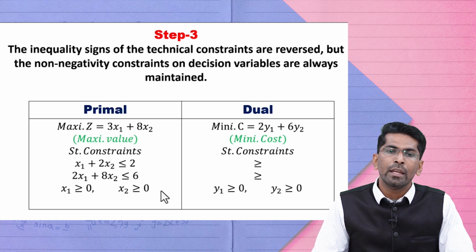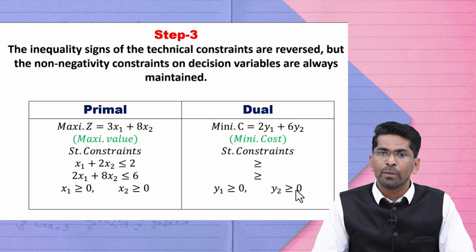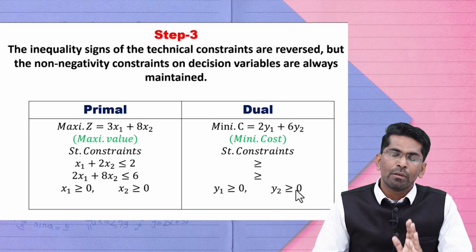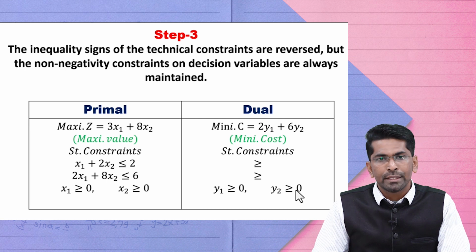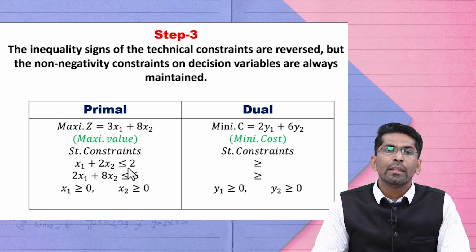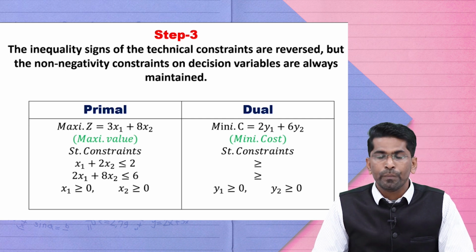Both are greater than or equal to 0. Here our decision variables are y1 and y2, which are also greater than or equal to 0. That means the non-negativity constraint on the decision variables is always maintained, but only the inequality sign of the technical constraint can be reversed. So it was less than or equal to here. Now in the dual problem, it became greater than or equal to.